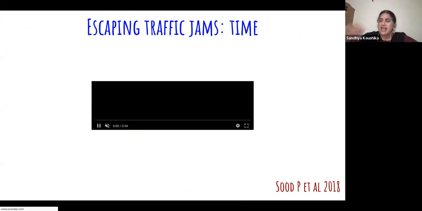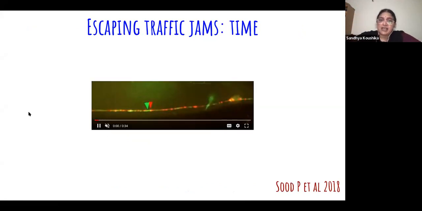escaping traffic jams, and just spend a little time thinking about it. So I'll pause this over here, okay? And that is using time. And when I talked about Google Maps, essentially when you take a decision whether you leave or not, that is a temporal decision. That's a decision based on time. Are you going to leave now or half an hour later when you think red will become yellow?